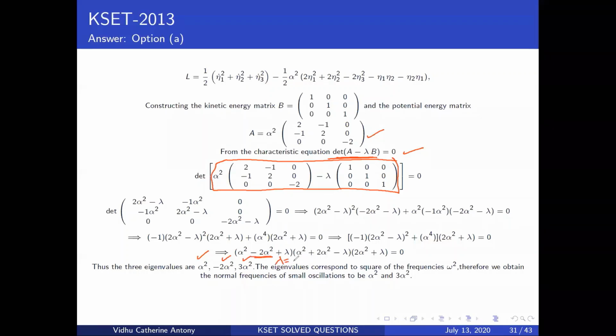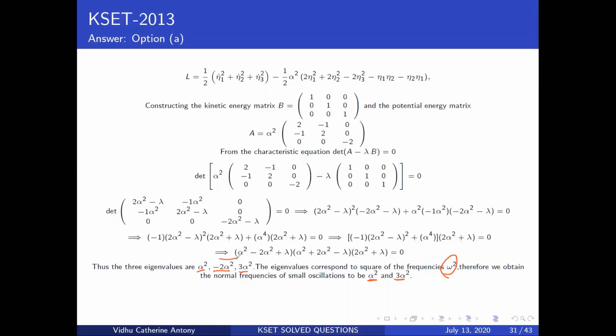In this case, you get lambda equal to alpha squared. In this case, you get -2 alpha squared. And in this case, your lambda is equal to 3 alpha squared. So that's the 3 eigenvalues: alpha squared, -2 alpha squared, and 3 alpha squared. The eigenvalues correspond to the square of the frequencies, omega squared. Therefore, we obtain the normal frequencies of small oscillations as alpha squared and 3 alpha squared.